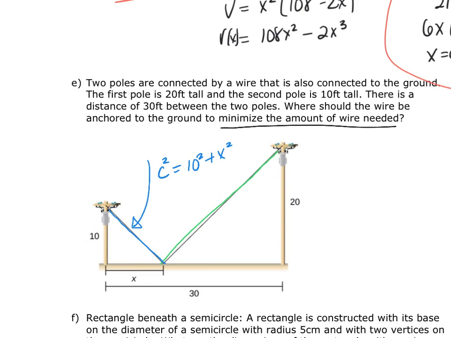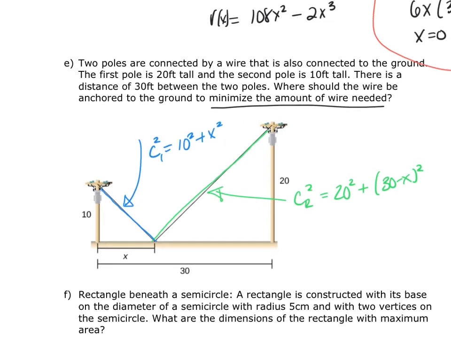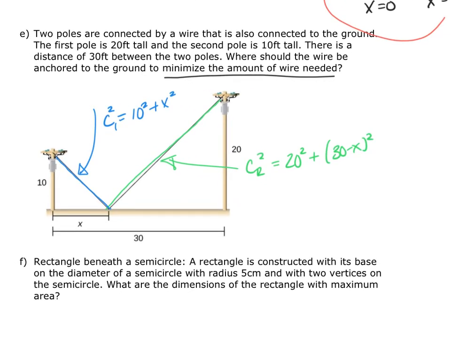And then what about this one? So we'll call this one c sub 2, and call this one c sub 1. c sub 1 squared is equal to 20 squared plus (30 minus x) squared. What I want to do is I want this length, I'll call it x, is equal to c sub 1 plus c sub 2. That's what I want to minimize. So I actually end up with two constraints. I have this first constraint and I have this second constraint.